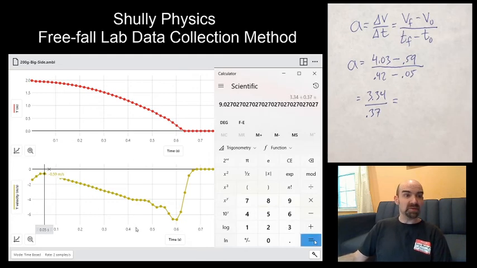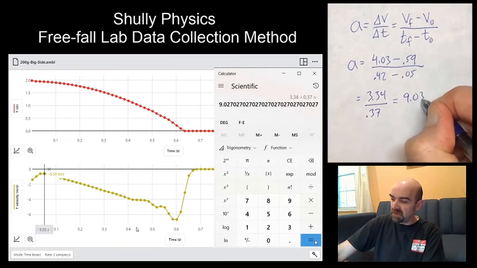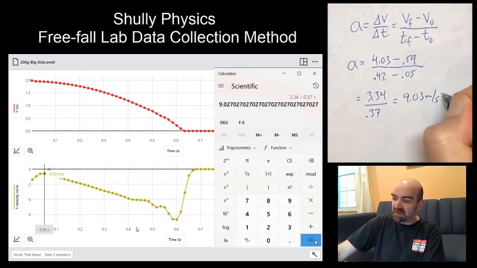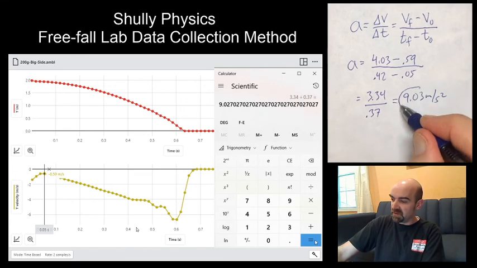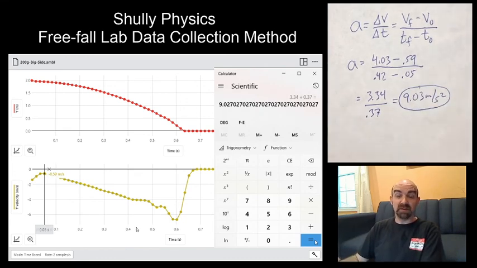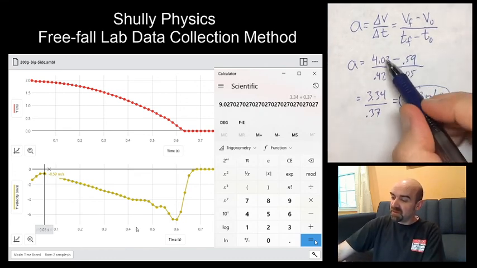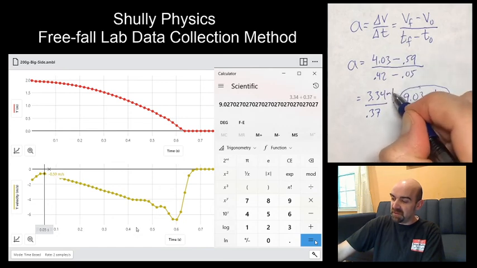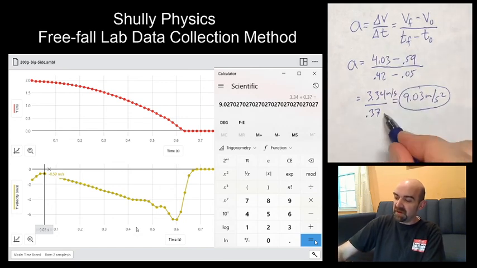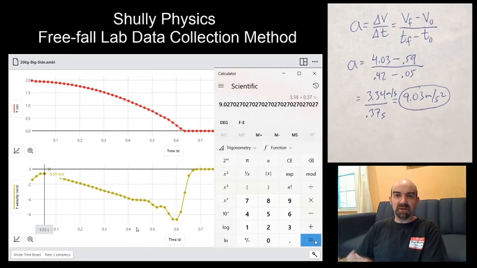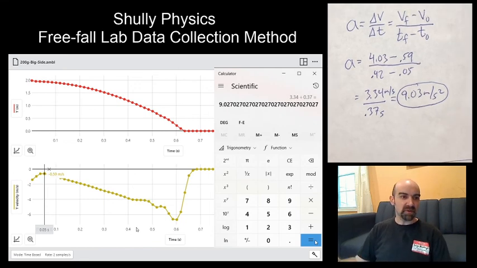I get 9.027. I'm going to just round it to 9.03 meters per second squared. That's the acceleration unit, meters per second squared. And where did I get that from? Well, this is a difference in velocity, which is in meters per second. I'm dividing it by seconds again. So that's how you determine the acceleration from your graph.